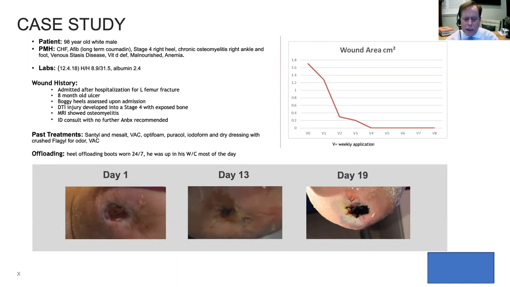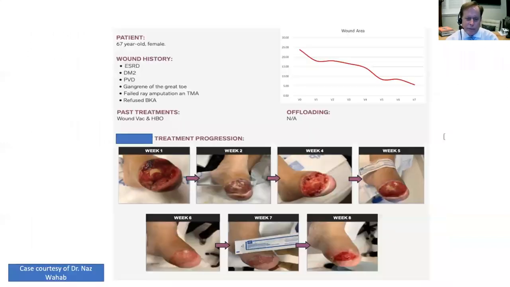He refused. The patient, again, was treated with ActiGraft, and you can look at what occurred between day 1, day 13, and day 19. The wound completely reepithelialized during that time frame.